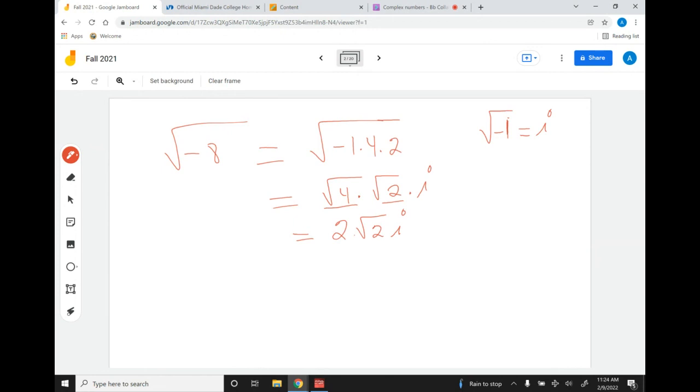And now we have a choice. We can put the i here, or we can put the i between the 2 and the square root of 2. Either way is perfectly okay. So this is where the i comes from. Now from this, we can write i squared is equal to -1. So whenever you see i squared, think that that is equal to -1. Okay.